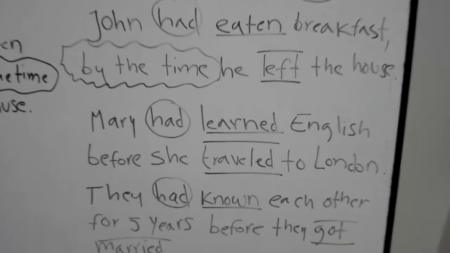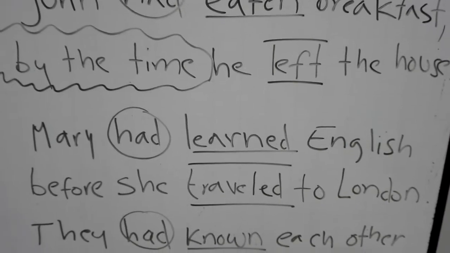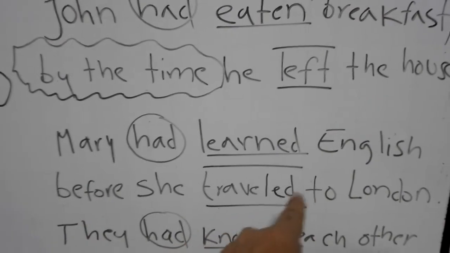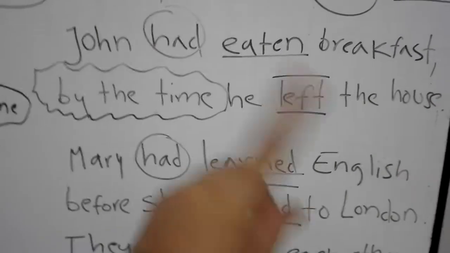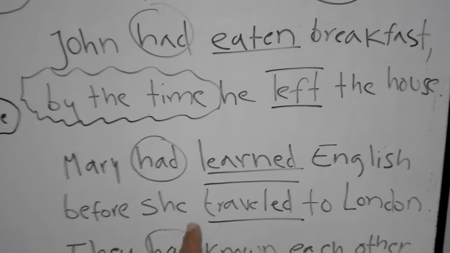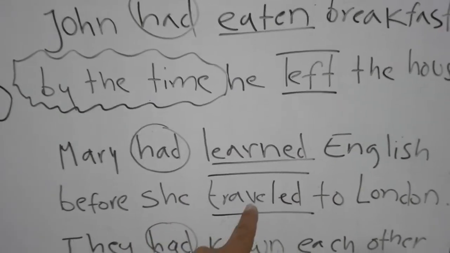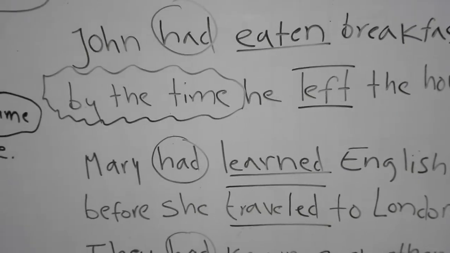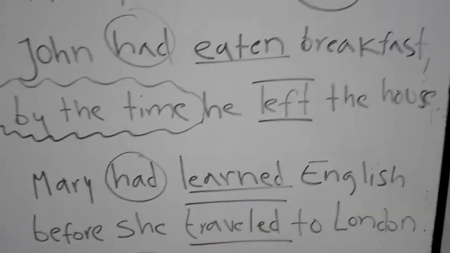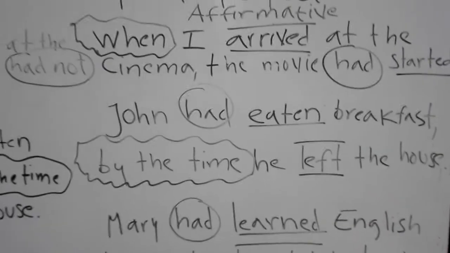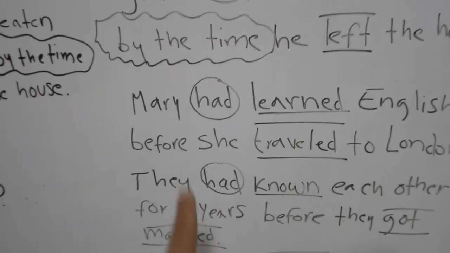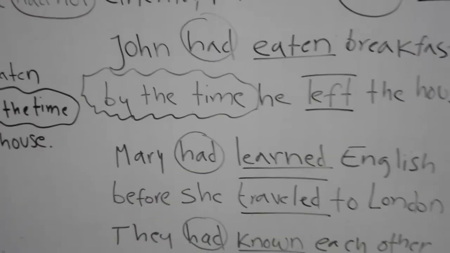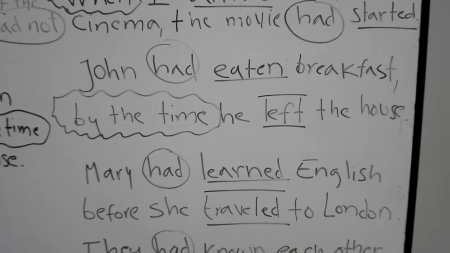Let's see another one. Mary had learned English before she traveled to London. Okay? As they are two sentences, I can say this the other way around. I mean, I can say, for example, Mary traveled to London, okay, after she had learned English. You see? By the way, these are some expressions we use for past perfect. When, by the time, before, okay, they are time markers we use when we're talking about past perfect.